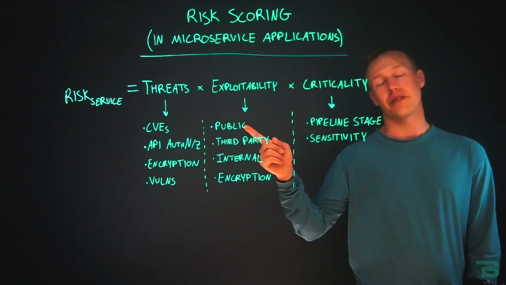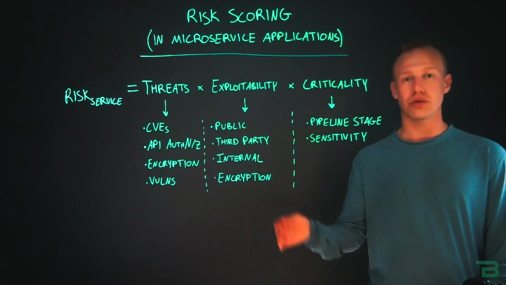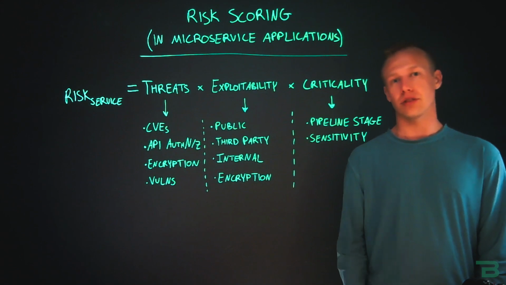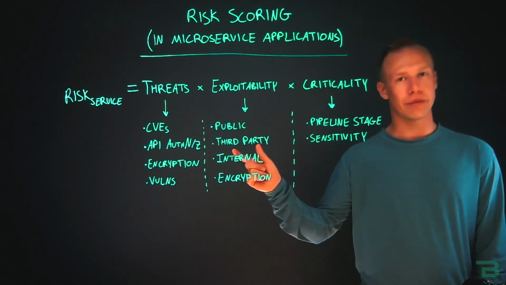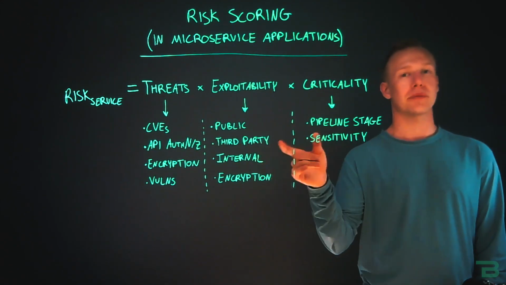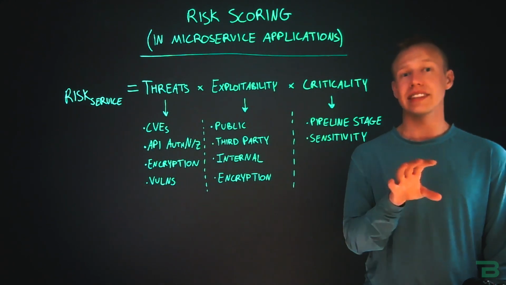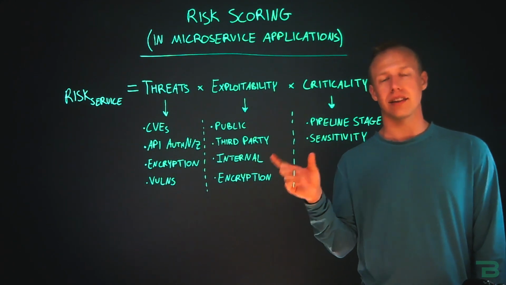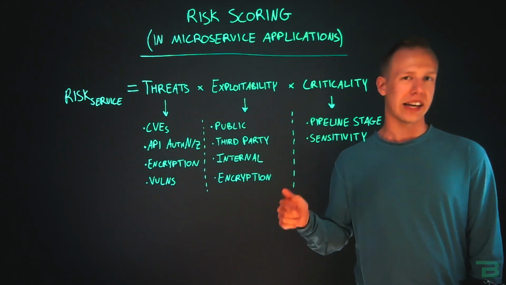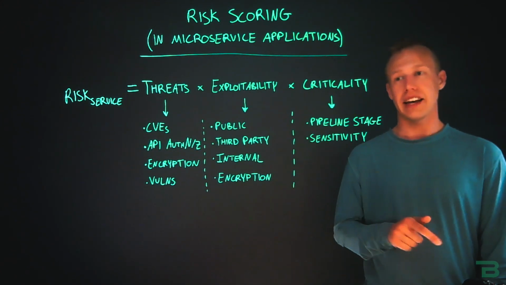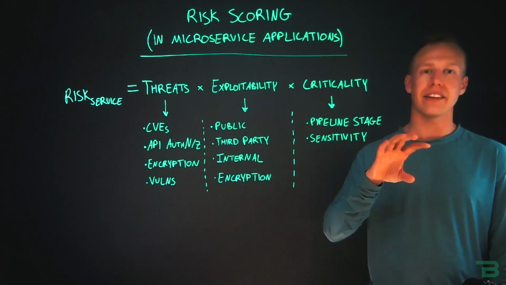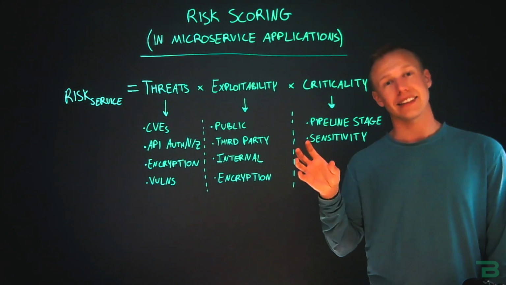The first one are the threats. And so these are the things that people use to break into the system. These are the common attack vectors that we're familiar with. And you factor in the exploitability or the accessibility of that service. So a service that has a public-facing IP address is a lot more accessible than a service that only has internal connections. And then you also factor in the criticality of what that service is accessing.